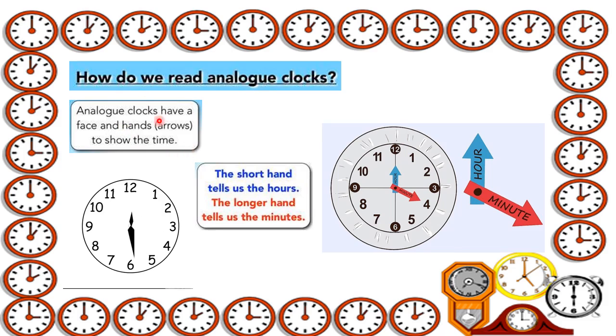Okay, one class? You see, the short hand tells us the hours. I told you this, the smaller hand or the short hand. The short hand tells us about the hours and the longer hand tells us the minutes. This red one is the longer hand, and it is called the minute hand. So it tells us the minutes.